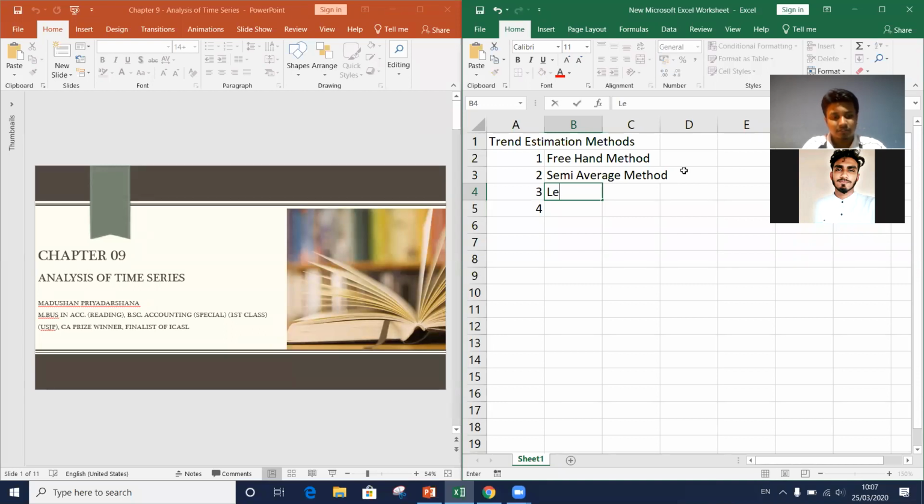And the third method we discussed was least square method, right? Here we developed a formula. Can you remember the formula for a straight line? Yes, Y equals a plus bx. So there we discussed 2 formulas separately, how to get the a value in a time series analysis using least square method, and how to take the b value using least square method, right?